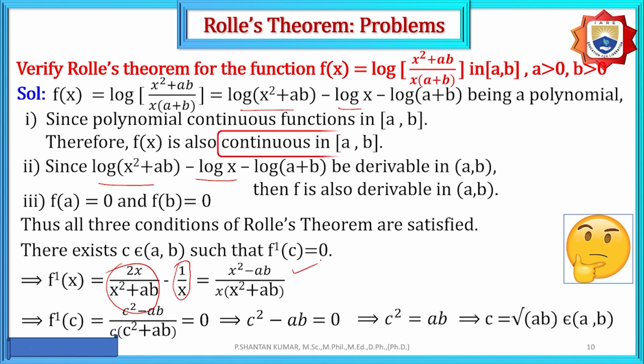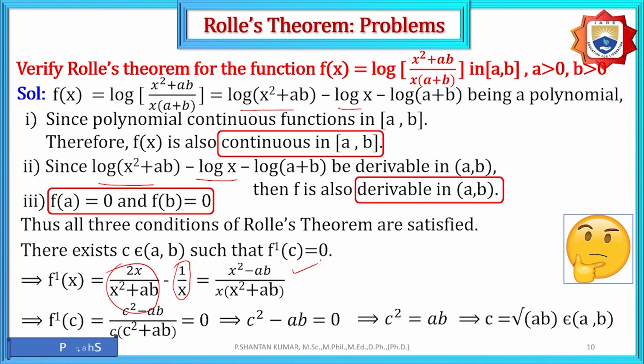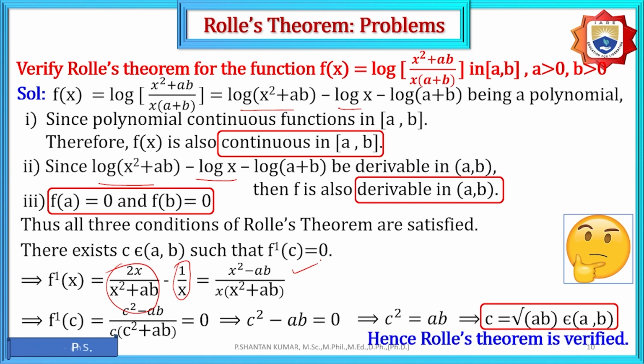Therefore, Rolle's theorem is verified based upon the function being continuous in the closed interval [a, b], derivable in the open interval (a, b), and f of a is equal to f of b. Then there exists c belonging to (a, b), which is satisfied. Therefore, Rolle's theorem is verified.